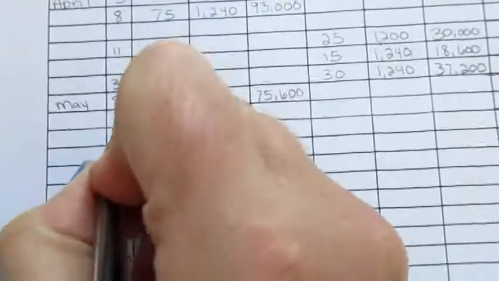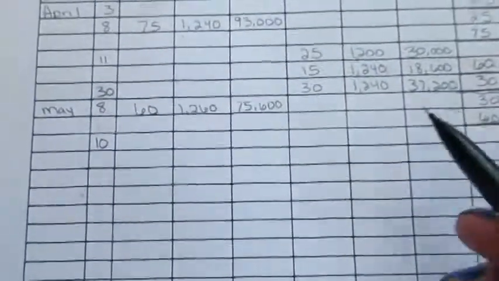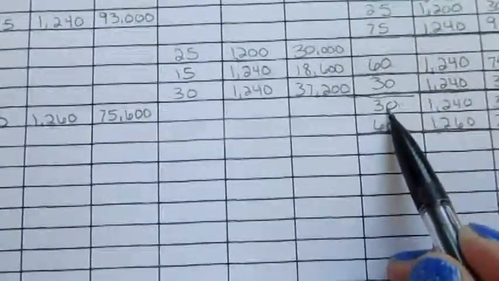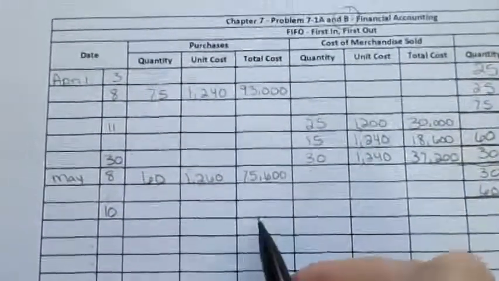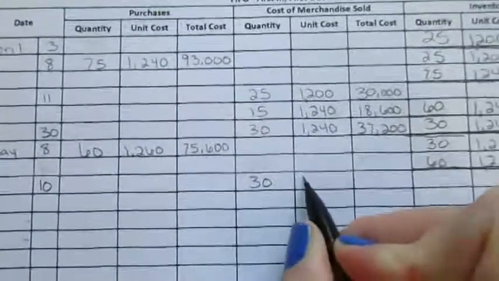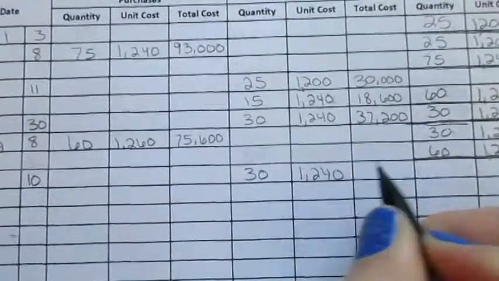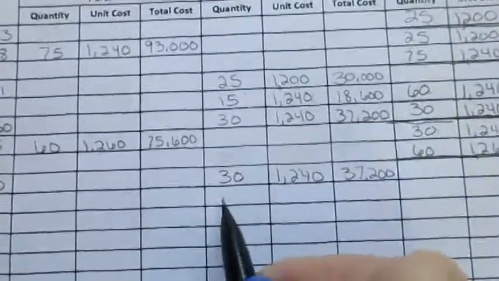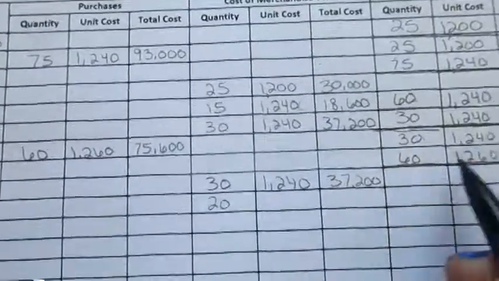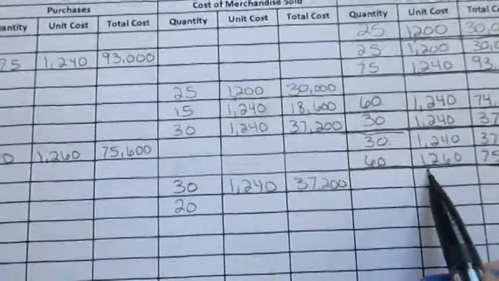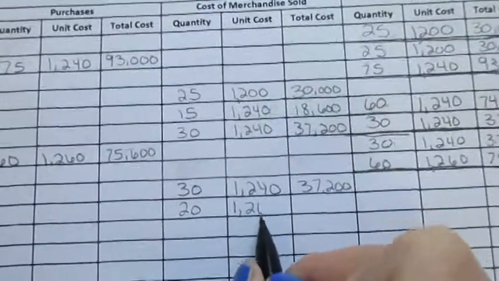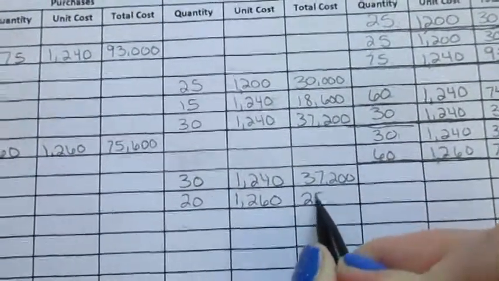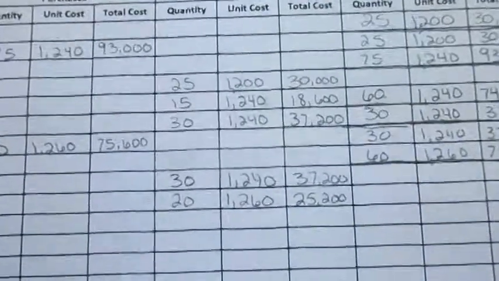So the next thing in my book tells me that on May 10th, I had a sale of 50 units. So if I look at my inventory, the first one is 30. So that's where I'm going to start, is my 30 for $1,240 and a total of $37,200. 50 minus 30 is 20. So if I look over here, I have 60 at $1,260, so I can pull the 20 out of there. I'm going to multiply those two numbers together and get $25,200.